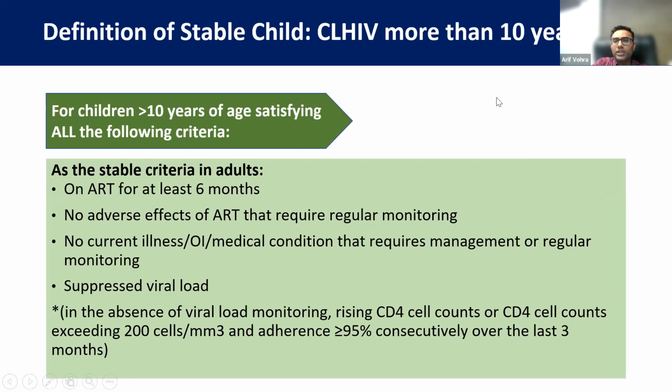The stable child definition for more than 10 years is the same as what we use in adults: the child is taking ART for 6 months, with no adverse effects of ART that require regular monitoring, a suppressed viral load, and no current illness or opportunistic infection or medical condition that requires management. So: ART for 6 months, no adverse effect of ART, no concurrent illness and suppressed viral load. These 4 criteria will tell us this child is clinically stable.